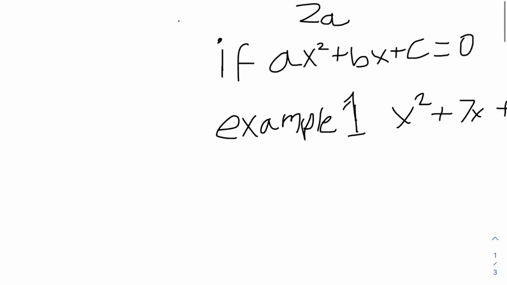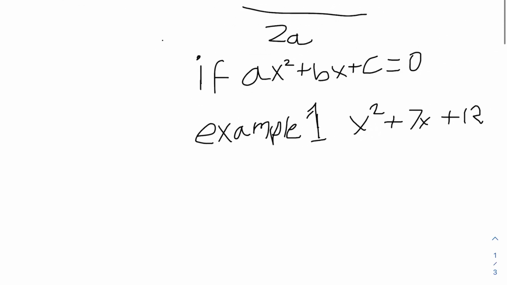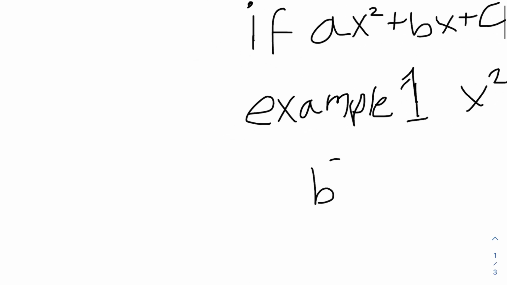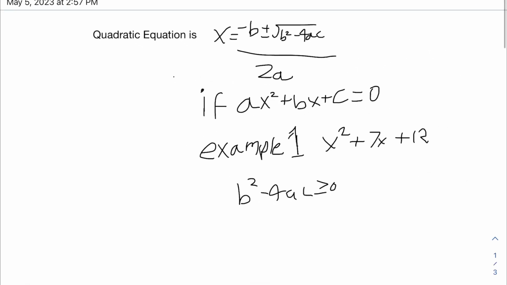Something I would like you to do before every problem you solve with the quadratic equation is to check if b squared minus 4ac is greater than or equal to 0. Because if it's not greater than or equal to 0, the function doesn't have a solution. Okay, let's see if this function has a solution.